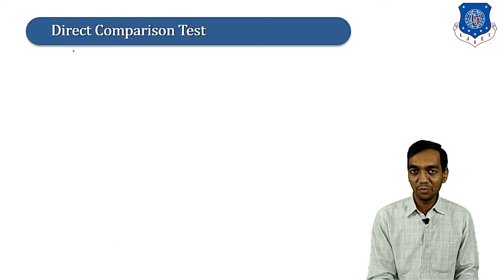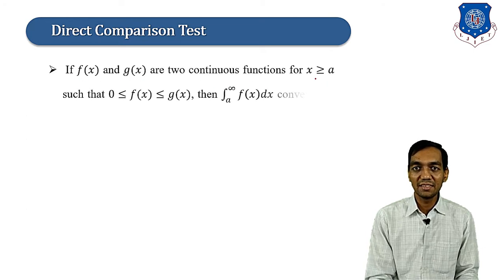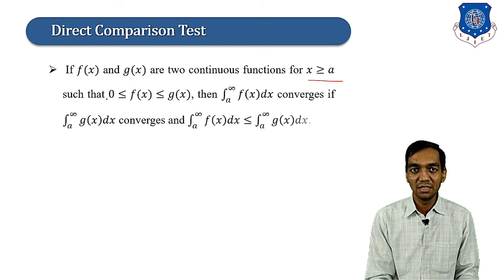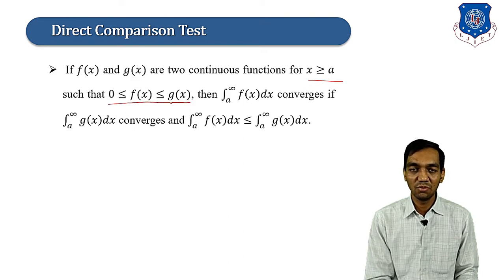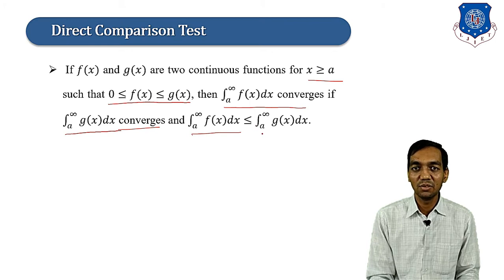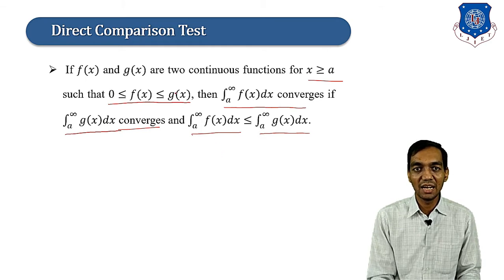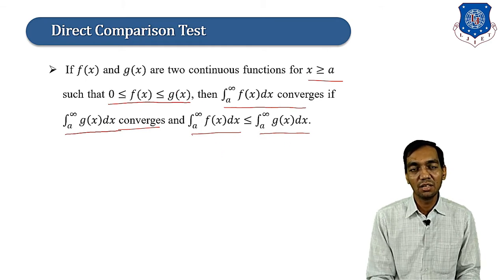Now, starting with the direct comparison test. If f(x) and g(x) are two continuous functions for x greater than or equal to a, such that 0 is less than or equal to f(x), which is less than or equal to g(x), and if the integration from a to infinity of g(x) dx is convergent, then your integration of f(x) dx is also convergent. And the value of the integration from a to infinity of f(x) dx is going to be less than or equal to the integration from a to infinity of g(x) dx.